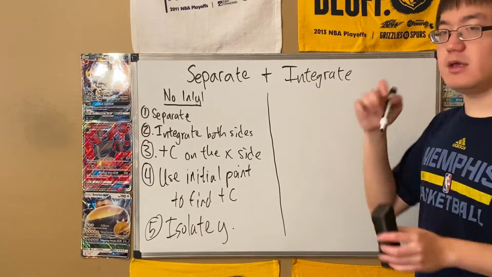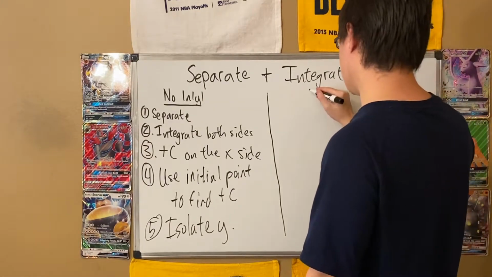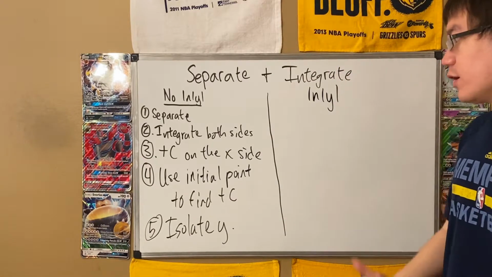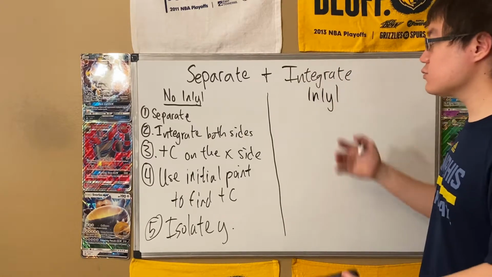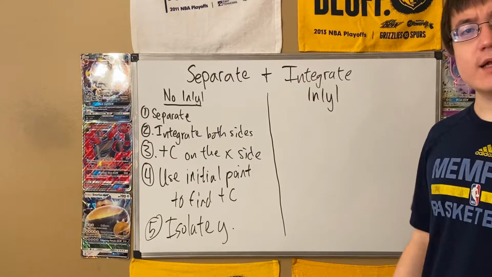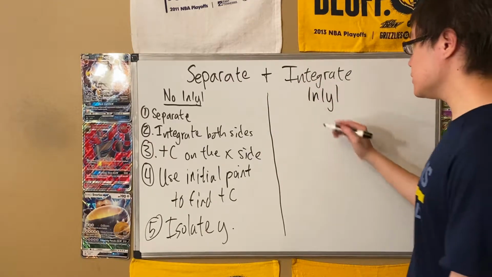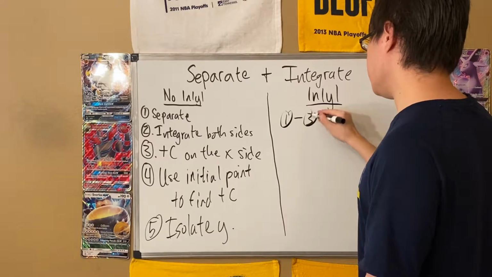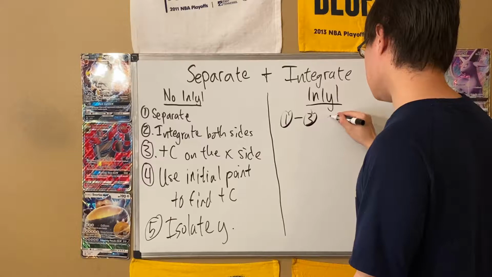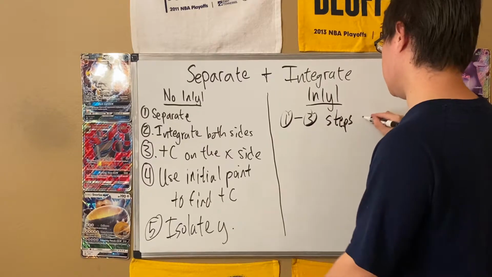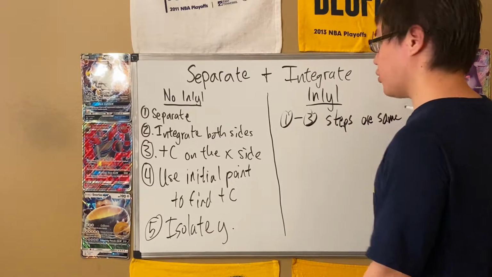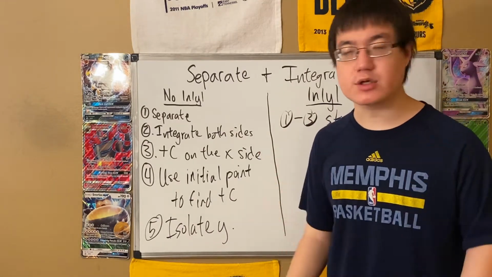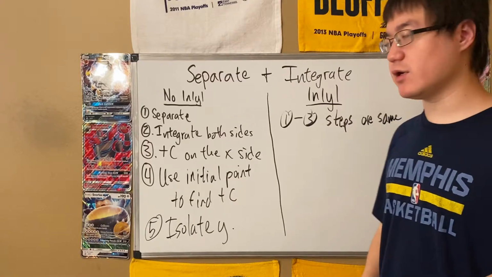So what about the ln of y case? The ln of y case, it's not the harder case, it's maybe the more weird case. In the ln of y case, what's going to happen is that on the y side, you're going to have ln of y somewhere. So what are the steps for this one? Well, the first 3 steps are the same. Steps 1 through 3 are the same as this side right here. We're going to separate by cross multiplying. We're going to integrate both sides, potentially u-subbing, and then we're going to have a plus c on the x side.